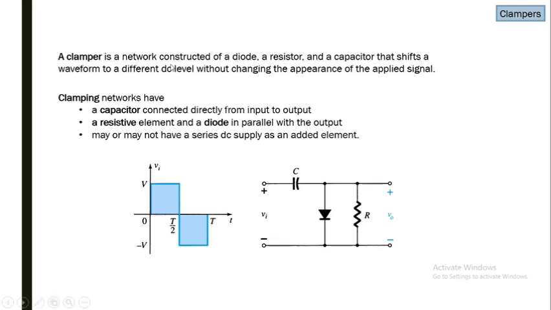The topic of today's lecture is clampers. A clamper is a network that is constructed of a diode, a resistor, and a capacitor that shifts a waveform to a different DC level without changing the appearance of the applied signal. Generally, clamper networks have a capacitor connected directly from input to output.